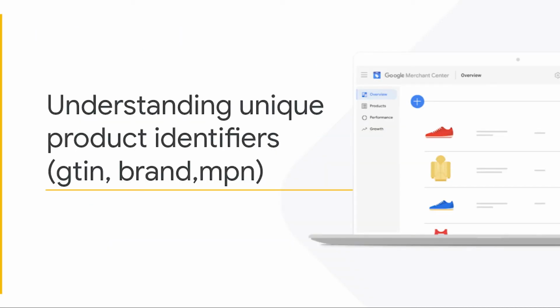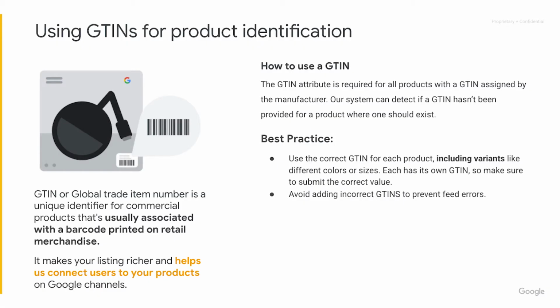Understanding unique product identifiers, such as GTIN, brand, and NPN. A GTIN is a unique identifier for commercial products that's usually associated with the barcode printed on the retail merchandise. It makes your listings richer and helps us connect users to your products on Google channels. The GTIN attribute is required for all products with a GTIN assigned by the manufacturer.